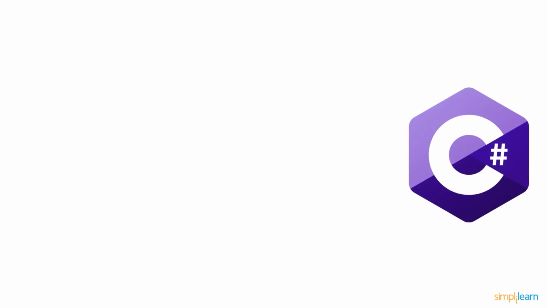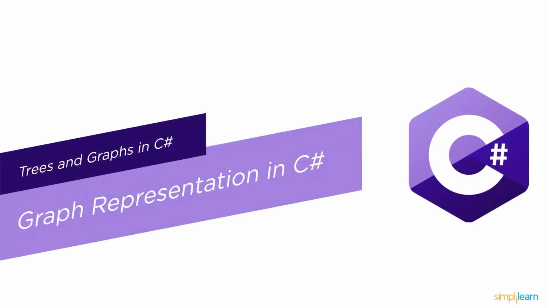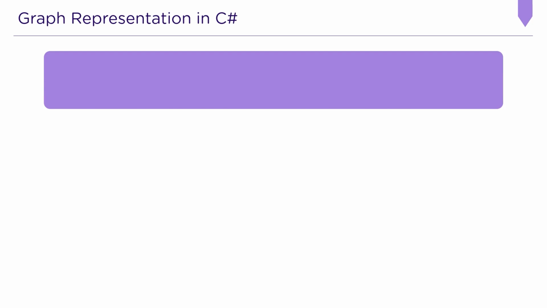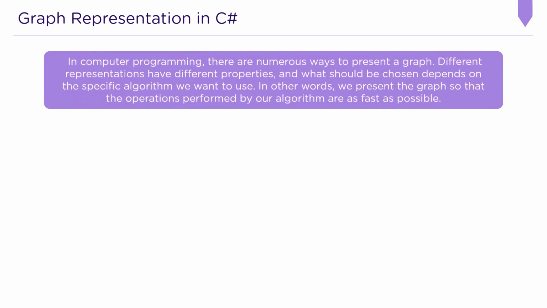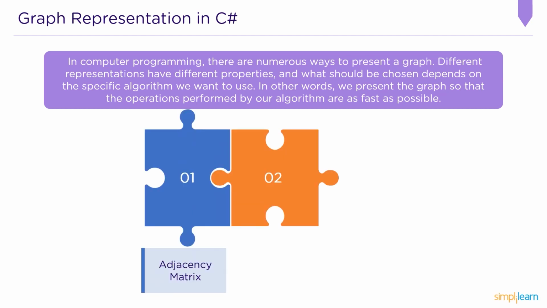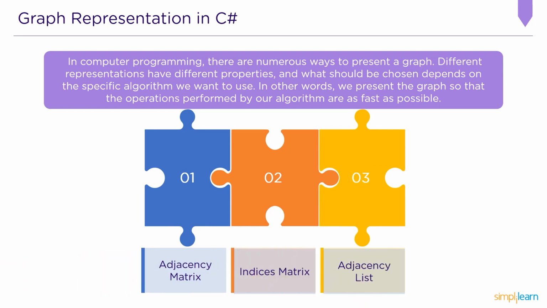Following our understanding of graph traversal, we will look at some graph representations in C#. In computer programming, there are numerous ways to represent a graph. Different representations have different properties, and what should be chosen depends on the specific algorithm we want to use. In other words, we present the graph so that the operations performed by our algorithm are as fast as possible. So the first graph representation is an adjacency matrix, followed by an incidence matrix and finally an adjacency list.